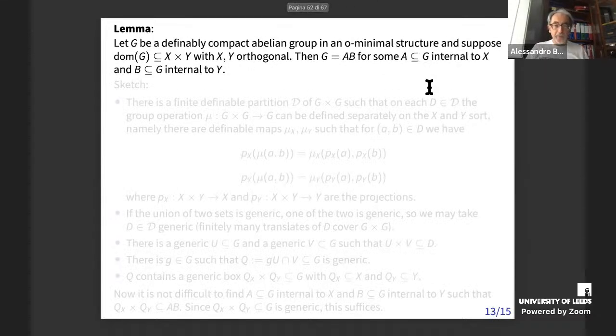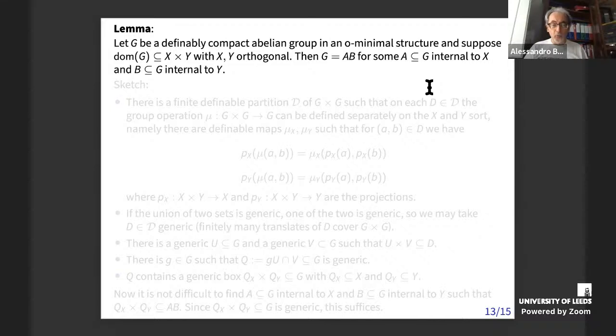Okay, so we have a definably compact abelian group in a non-minimal structure, which may consist of several sorts. For simplicity, suppose that the domain is just included, rather than simply interpretable, in X times Y, where X and Y are orthogonal. So it's X and Y, you depict it as a rectangle, say, and the group's domain is there. So the domain must be a finite union of subrectangles.